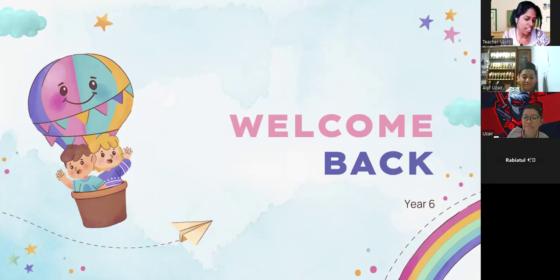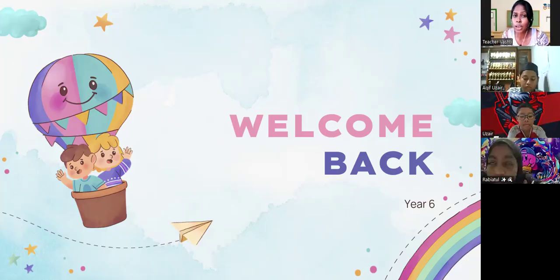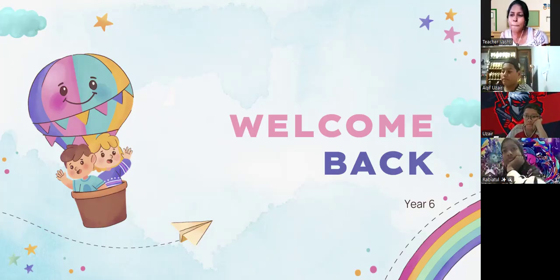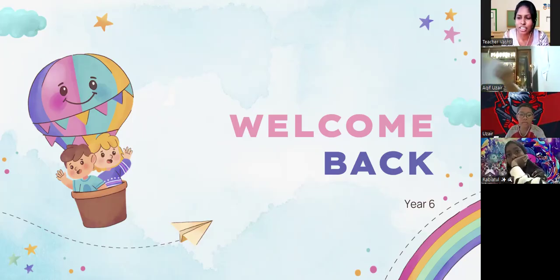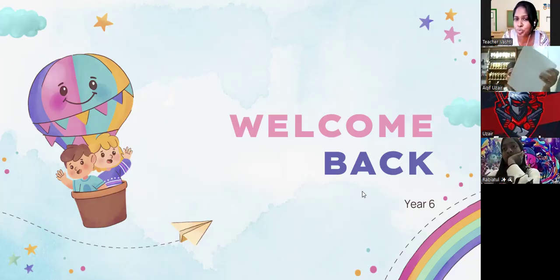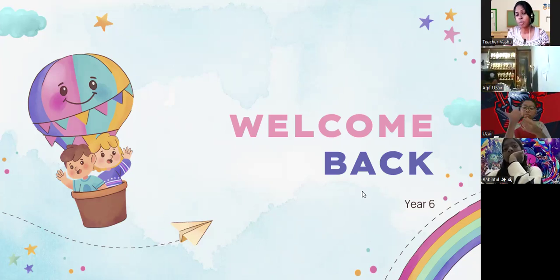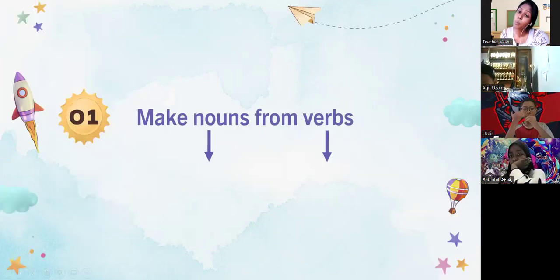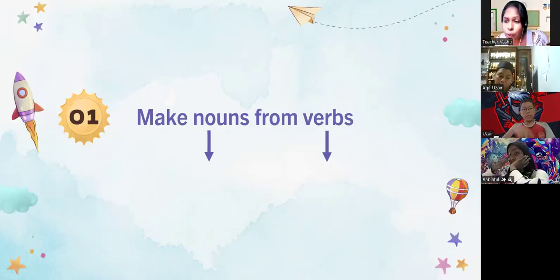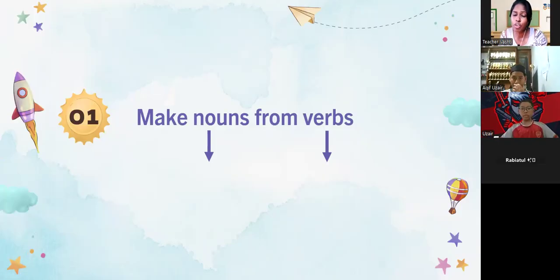All right. Okay. So welcome back to your English class. Today we are going to learn two things. I have two parts for you. But kalau tak sempat, if we are unable to complete the first part, it's okay. We can skip the second part. But the first part is where you are going to learn how to make nouns from verbs. You are going to make nouns from verbs.